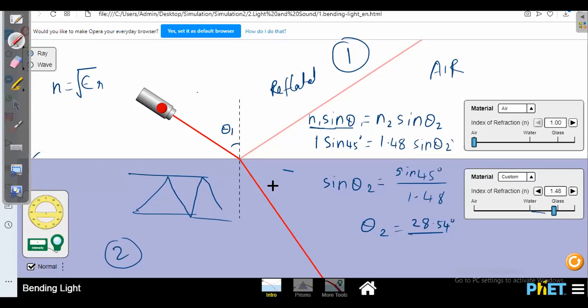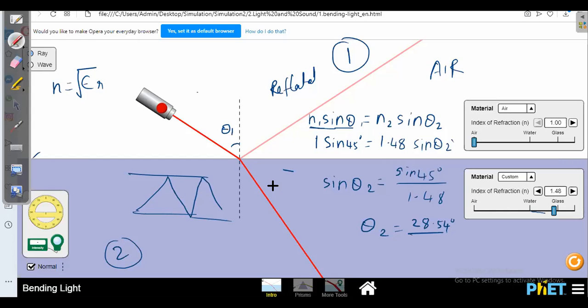Please note down in your notes, when the wave or light goes from rarer medium to denser medium, we will not get total internal reflection. That means if you try it in the opposite way, then there is the possibility that you may get total internal reflection.